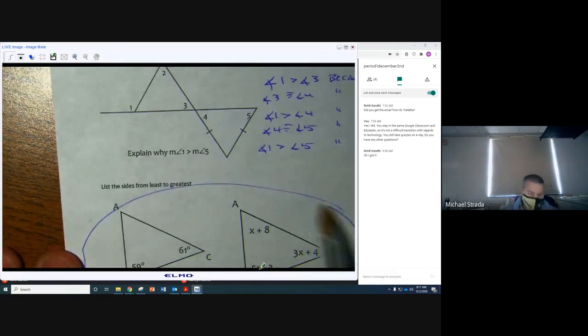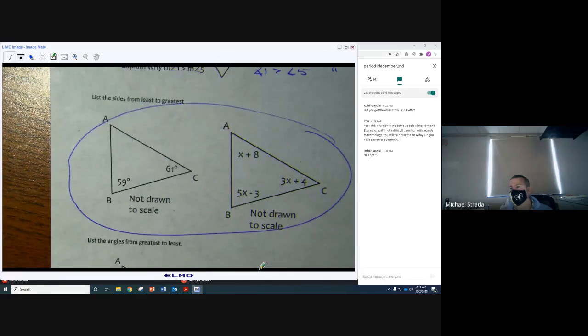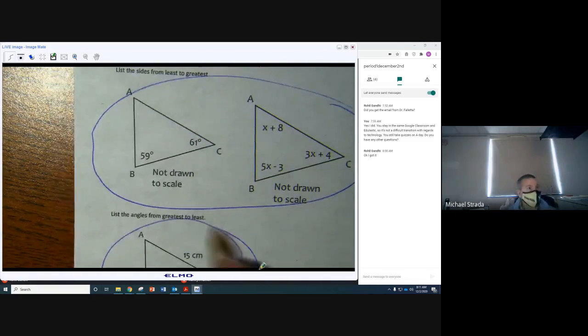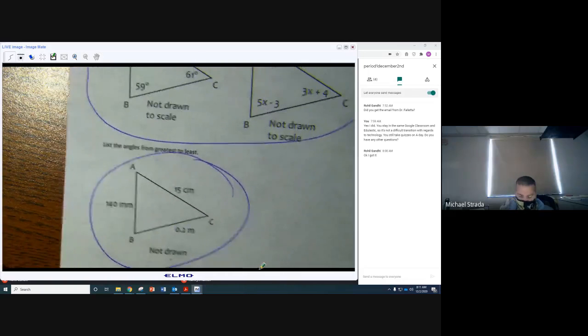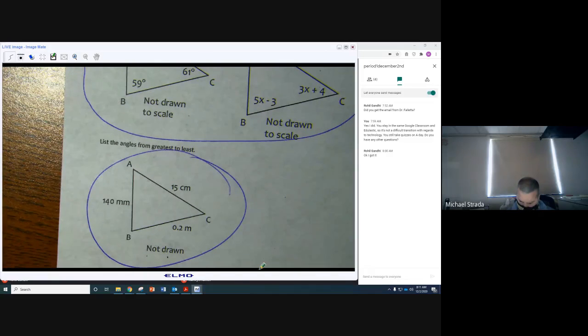All right. You do have one like this where they give you the angles. You have to list the sides, either from greatest to least or least to greatest. And the reverse one with the sides, and you have to list the angles from least to greatest or greatest to least.